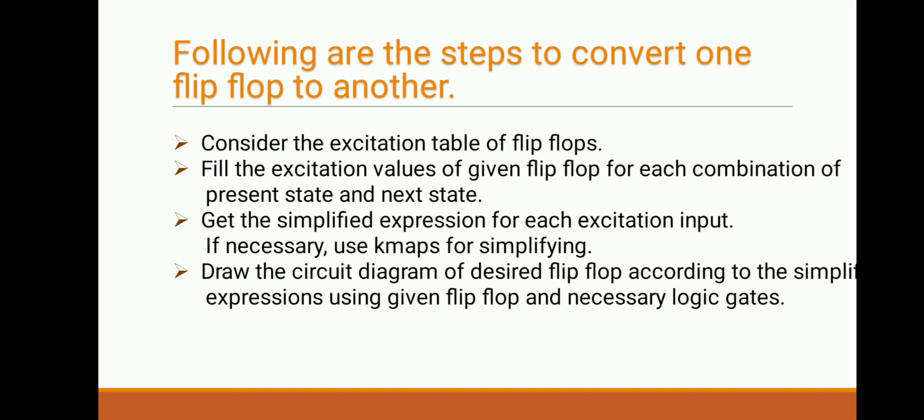Let us see the steps to convert one flip-flop to another flip-flop. Consider the excitation table of flip-flop required and excitation table of given flip-flop. Fill the excitation values of given flip-flop for each combination of present state and next state. Get the simplified expression for each excitation input. Use K-maps to get the simplified expression from the table. Lastly, draw the circuit diagram of desired flip-flop according to the simplified expression using given flip-flop and necessary logic gates.